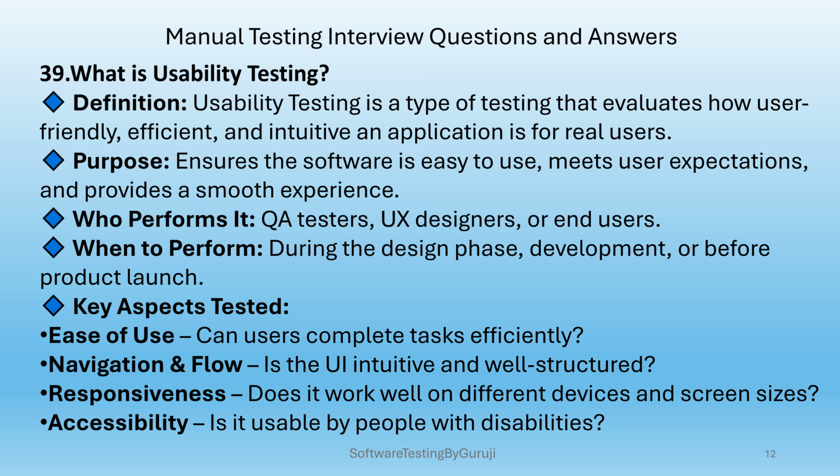Next is what is usability testing. Definition. Usability testing is a type of testing that evaluates how user-friendly, efficient and intuitive an application is for real users. Purpose. Ensure the software is easy to use, meets user expectations and provides a smooth experience. Who performs it? QA testers, UX designers or end users. When to perform? During the design phase, development or before product launch.